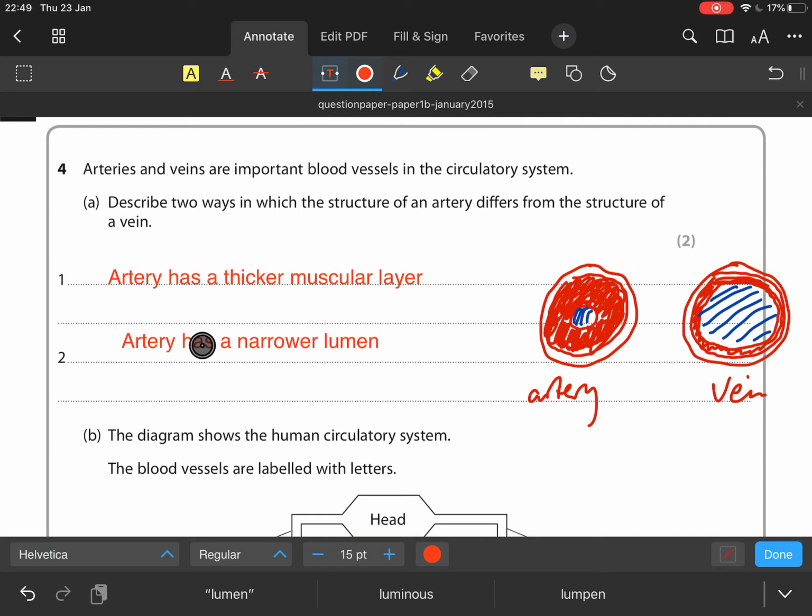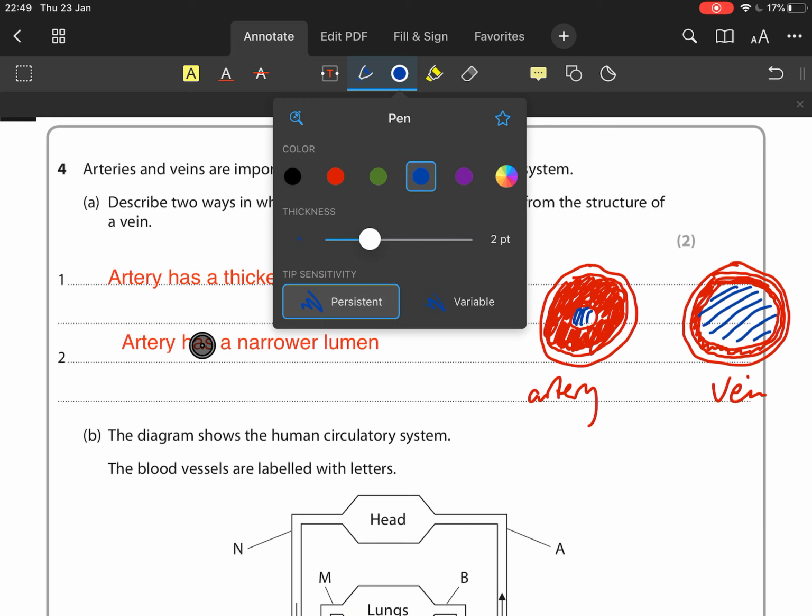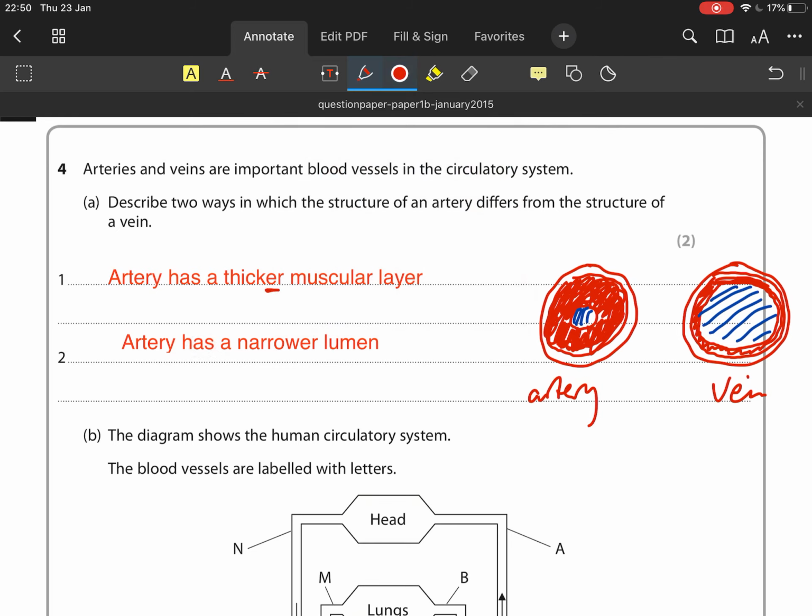A couple of points again, just a bit of exam technique to mention here. It's really important. It's asking you to compare an artery and a vein. If I just said an artery has a thick muscular layer, that's not going to get me the mark. I would have to say whereas a vein has a thinner or thin muscular layer. If I'm making a comparison, I'd have to say the artery has a thicker muscular layer and the artery has a narrower lumen. To show that I'm comparing it, just on its own it wouldn't be okay.